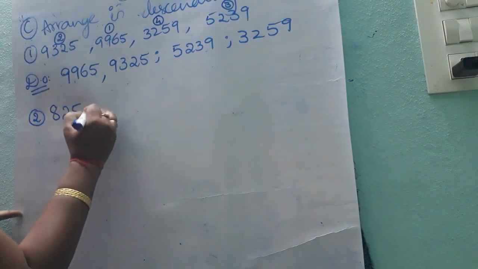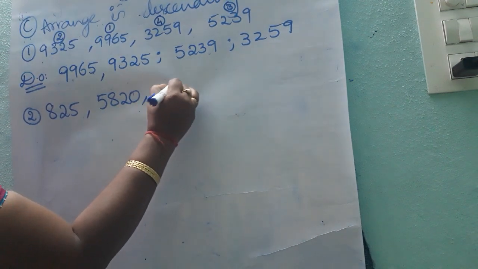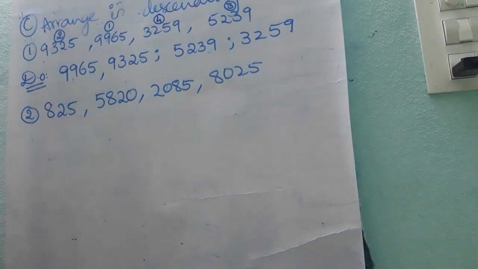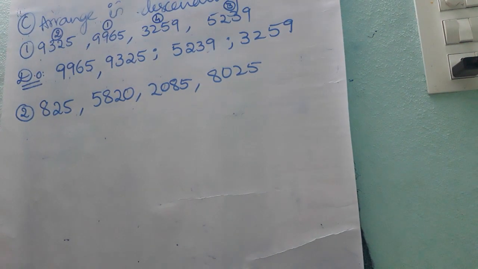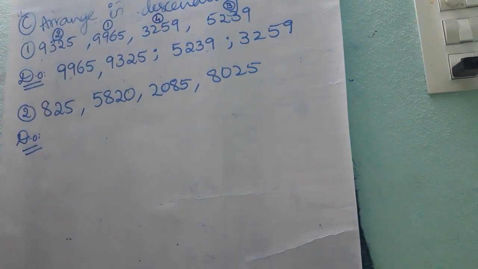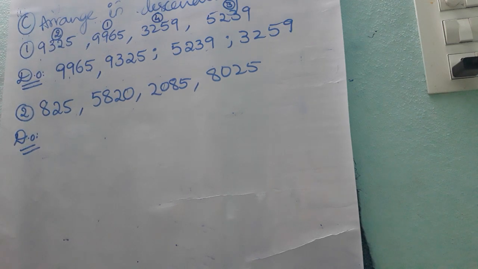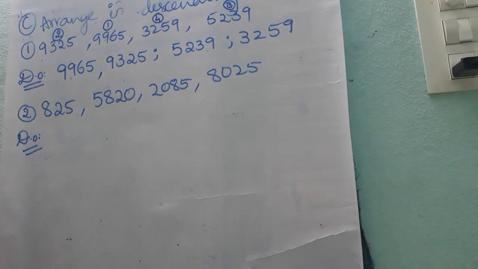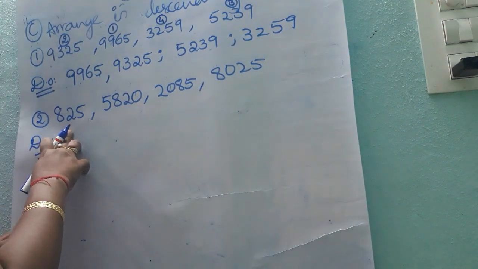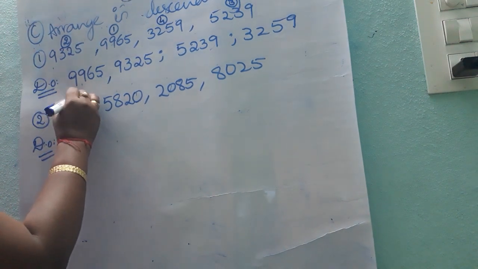Eight hundred and twenty-five, 5,820, 2,085, 8,025. See those numbers. See how you will arrange. Descending order means greatest to smallest. First, check how many digits are there in each and every one. Here 3 digits, 4, 4, 4. So the 3-digit number is the smaller one. So it comes last. Give numbering 4.